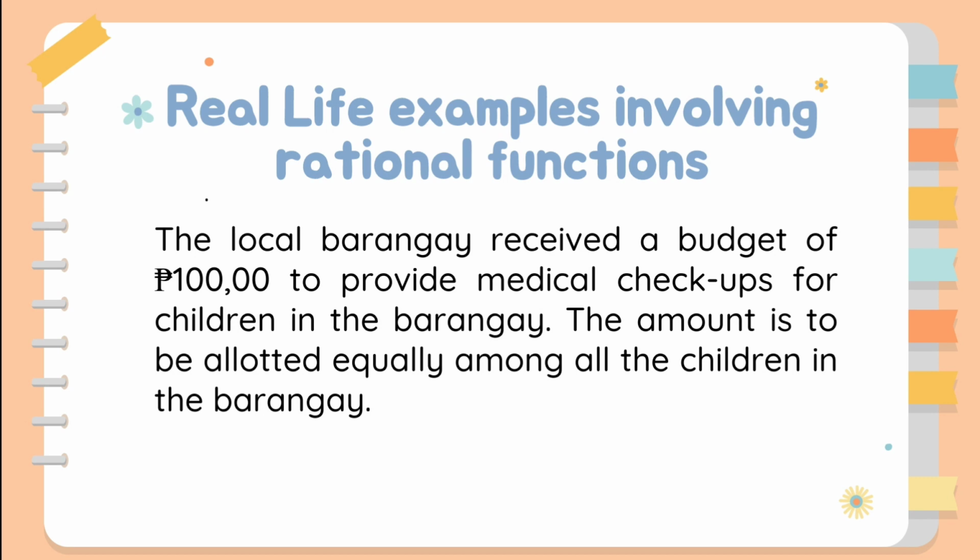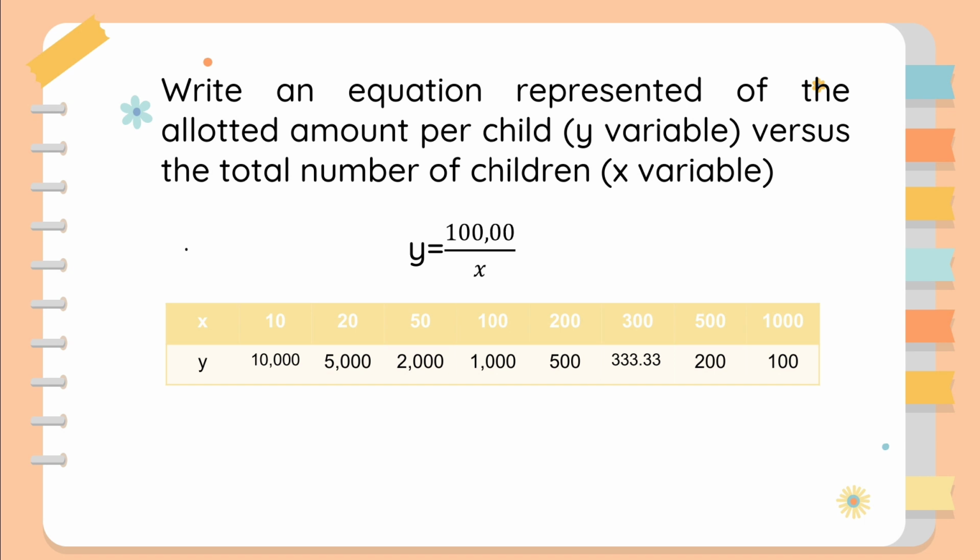The third problem is a real-life example involving a rational function. The local barangay received a budget of 100,000 pesos to provide medical checkups for children in the barangay. The amount is to be allotted equally among all the children in the barangay. Write an equation representing the allotted amount per child, which is the y variable, versus the total number of children, which is the x variable. Thus, the equation will be y equals 100,000 over x.